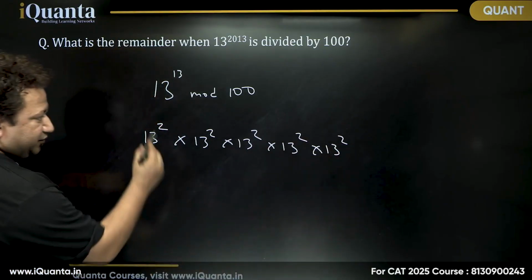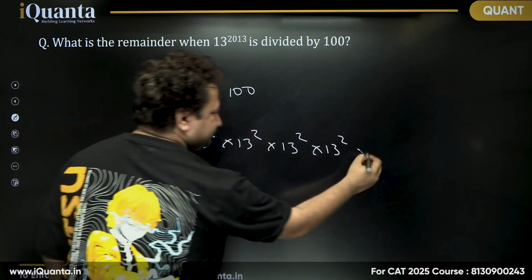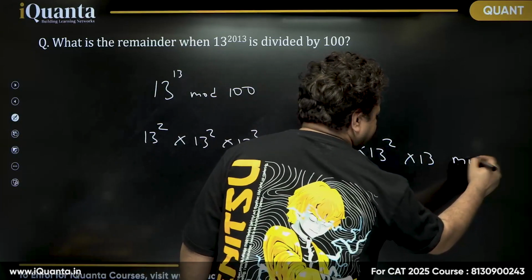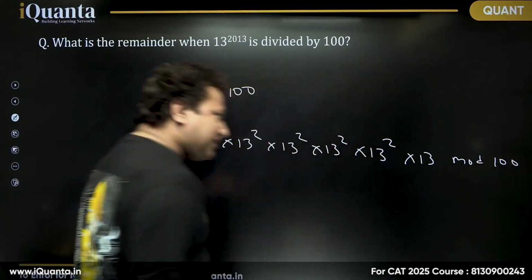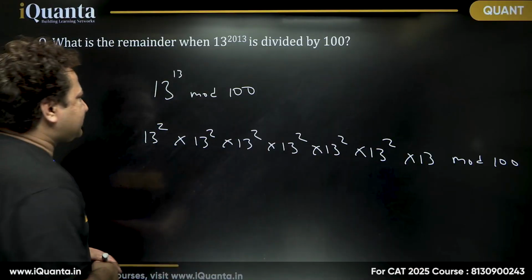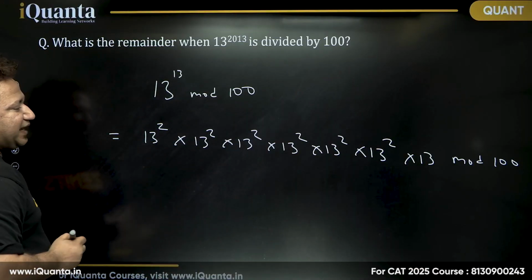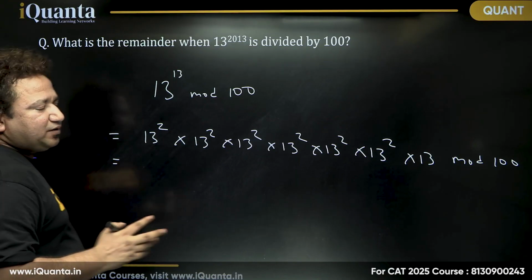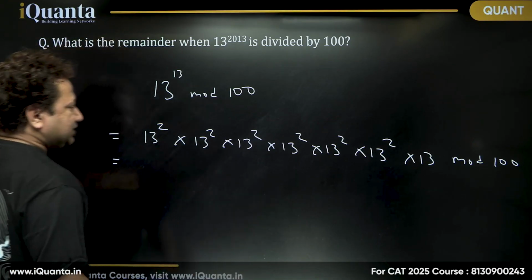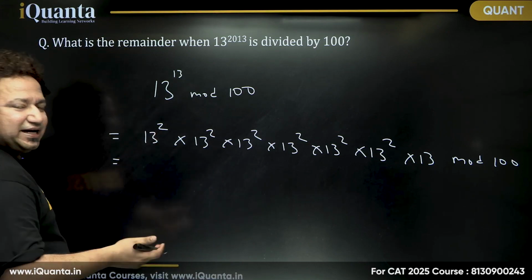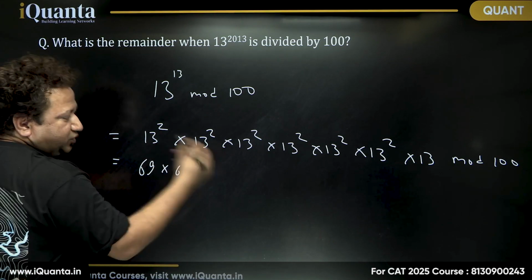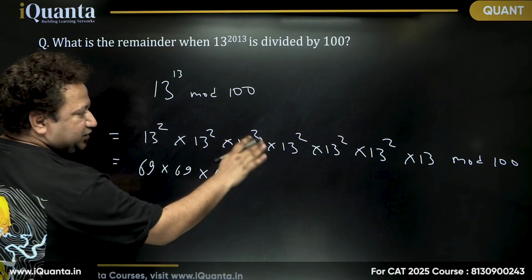So how many do we have? 1, 2, 3, 4, 5, 6, 13. All right. So I made it this way because that is how you can understand this easily. So what do we have here? 13 square is 169. And we need only the last two digits. All right. So instead of taking 169, I'll take 69 only. 69 here. So there are loads of 69. How many are there? 1, 2, 3, 4, 5, 6.